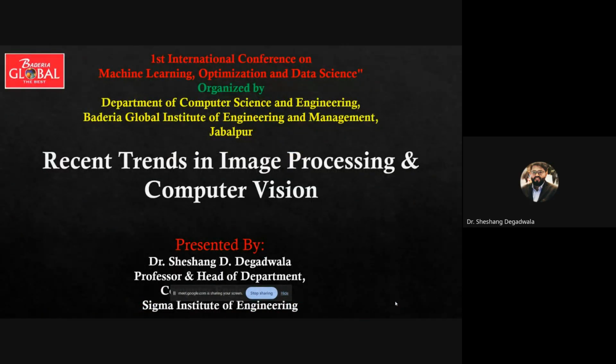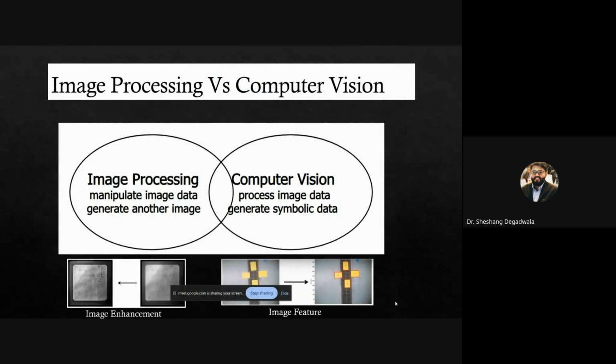Hello. First of all, what is the difference between image processing and computer vision? Image processing is to manipulate the image data and generate another image from one image. And what is computer vision? Computer vision is a process of taking image data and generating symbolic data. It is called computer vision.